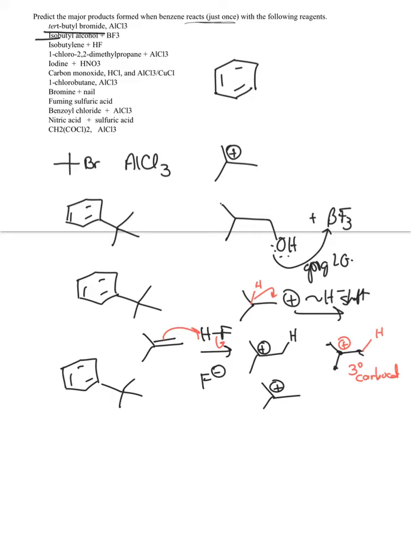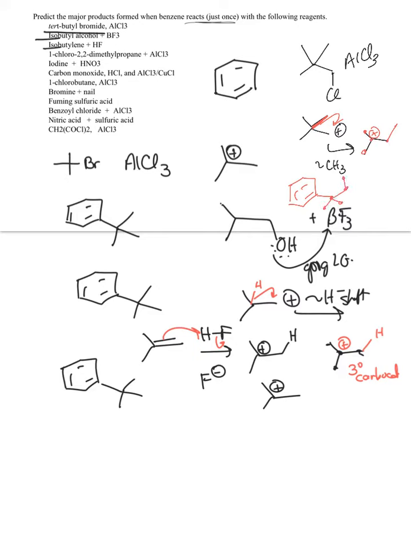Okay, so then the next problem is 1-chloro-2,2-dimethylpropane. It reacts with aluminum trichloride, and this is going to give you a carbocation that's primary. Then you're going to have a methyl shift. So this methyl group will come here, and then you will get the carbocation at the tertiary position. This reacts with benzene to give you that product there.